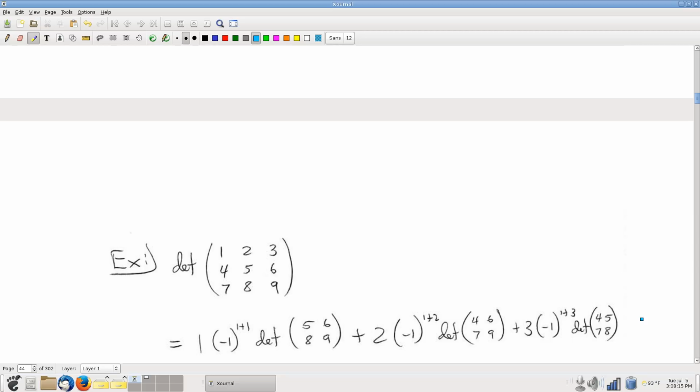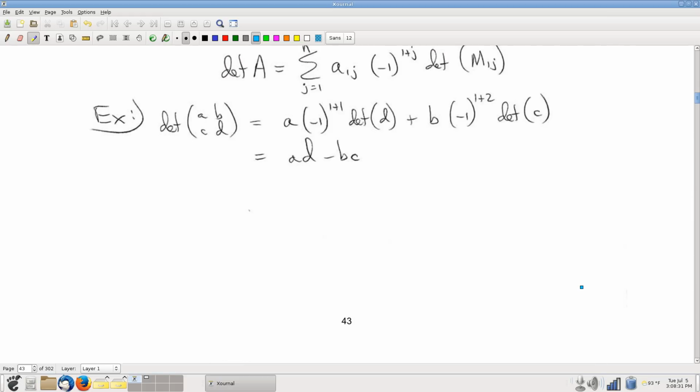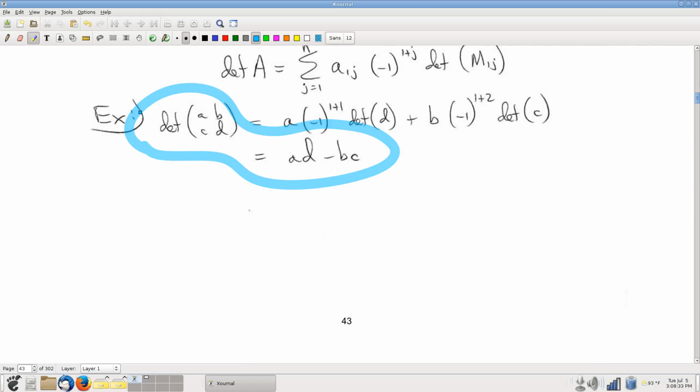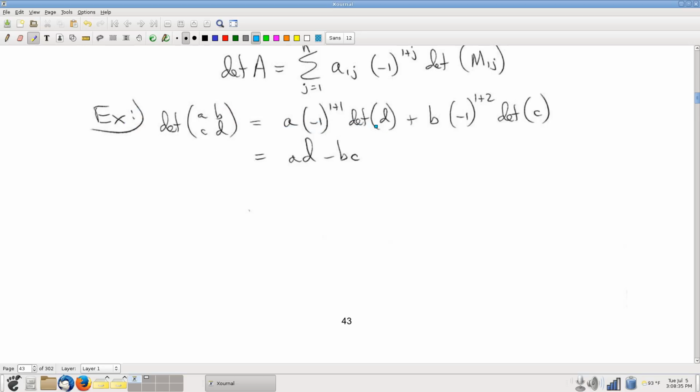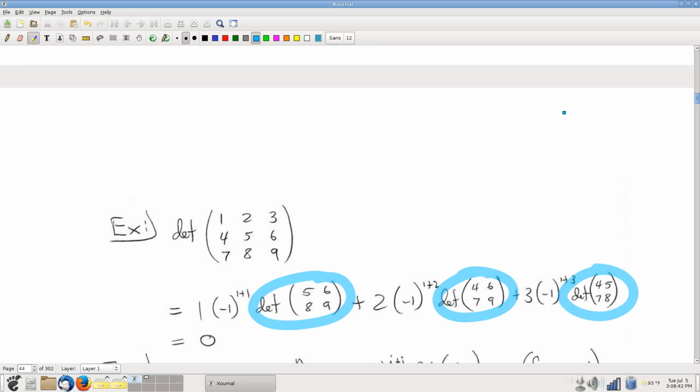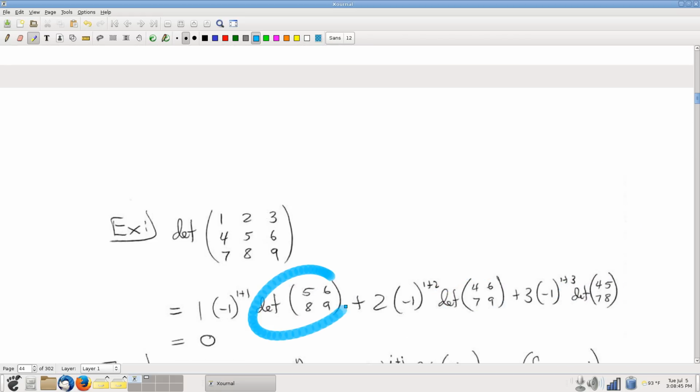Now you can see the recursive nature of the formula here. We've used our definition on the previous page to write this 3 by 3 determinant, and it has come out as a formula involving 2 by 2 determinants. And we computed 2 by 2 determinants on the previous page to be this. We computed that from our knowledge of 1 by 1 determinants, which was given. So that's the recursive nature. And so you've got to compute these 2 by 2 determinants from the formula on the previous page.